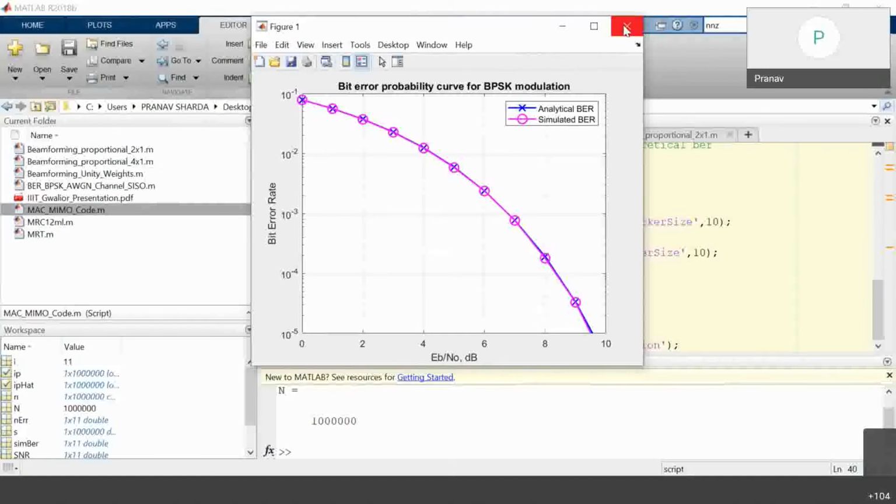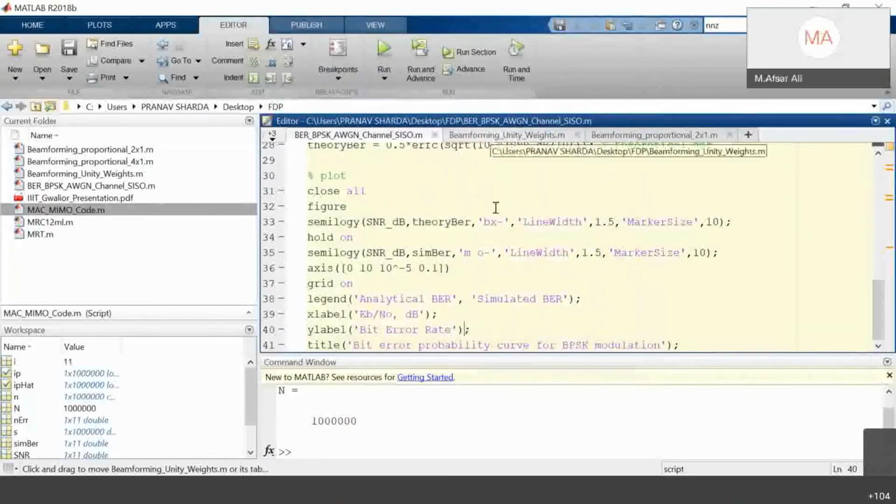So next, I will discuss the case of beamforming, which nowadays has a vital role to play in 5G communications. So let me show the program once.